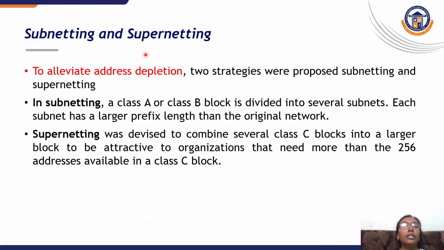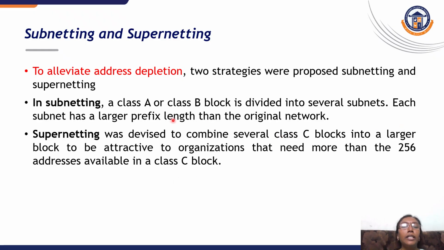So subnetting and supernetting were derived. To alleviate the address depletion problem, 2 categories were proposed: subnetting and supernetting. In subnetting, a class A or class B block is divided into several subnets with a larger prefix length than the original network. Supernetting was devised to combine several class C blocks into a larger block, to be attractive to organizations that need more than the 256 addresses available in a class C block.